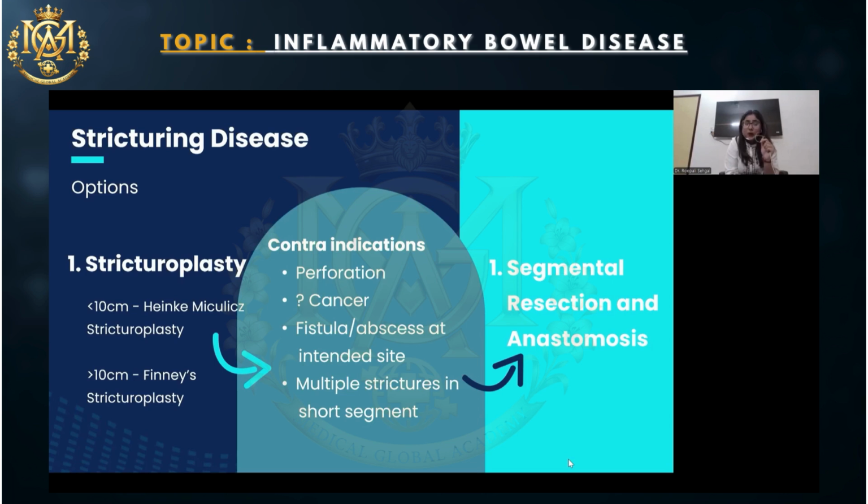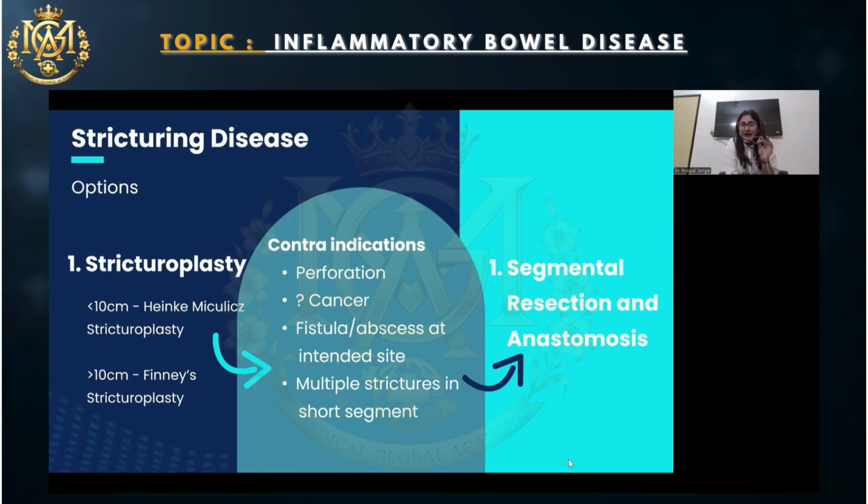But when is stricturoplasty contraindicated? If there is a perforation at the site of stricture, that is, there is a stricture and there is also a perforation, we should not go for stricturoplasty. Also, if there is a possibility of a malignancy at the stricture site, we should not go for stricturoplasty.